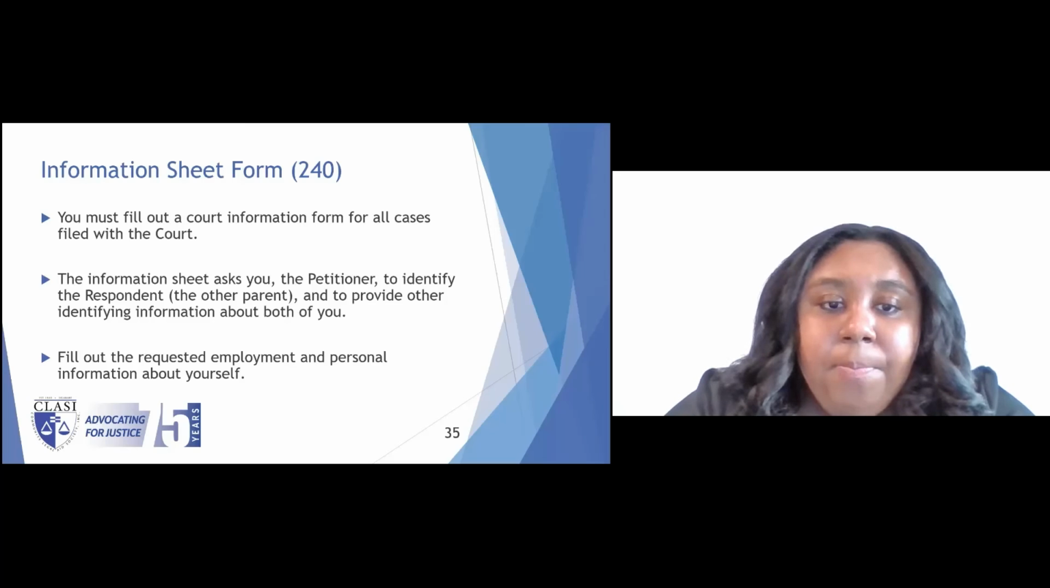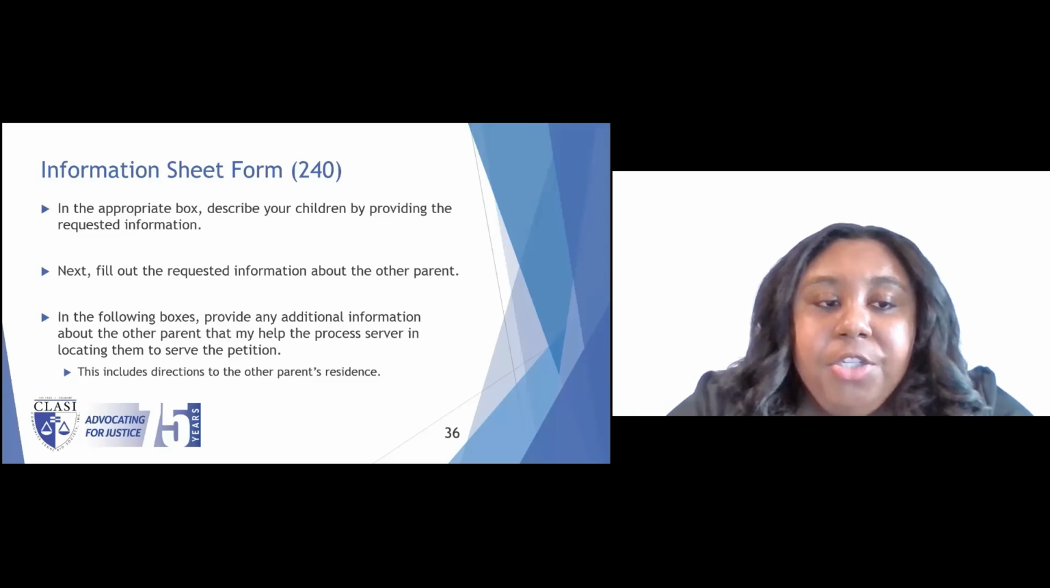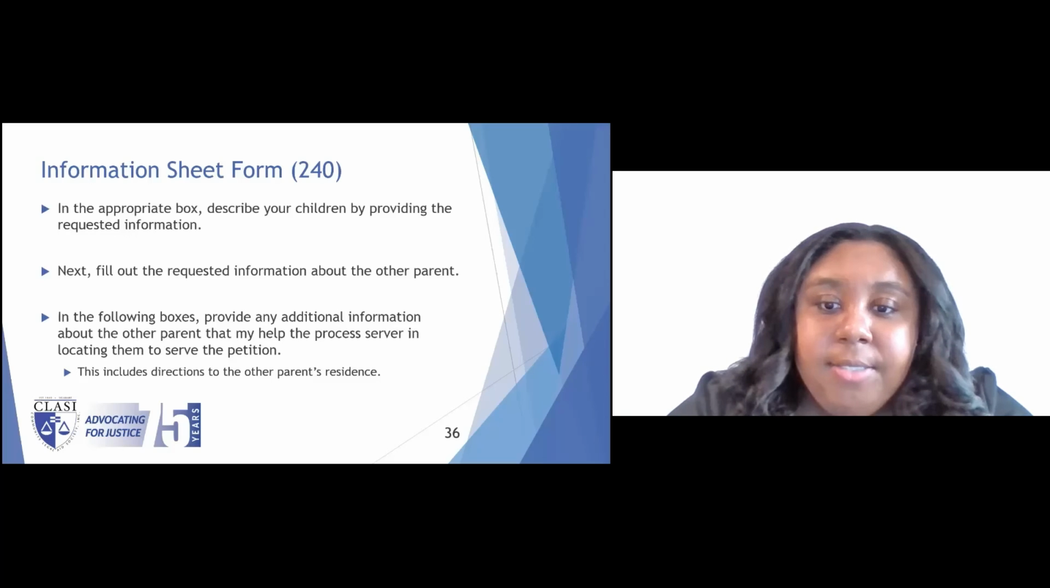To complete this form, begin by filling out the requested employment and personal information about yourself. In the appropriate box, describe your children by providing the requested information. Next, fill out the requested information about the other parent. In the following boxes on the form, provide any additional information about the other parent that may help the process server in locating them to serve the petition. This can include directions to the other parent's residence.